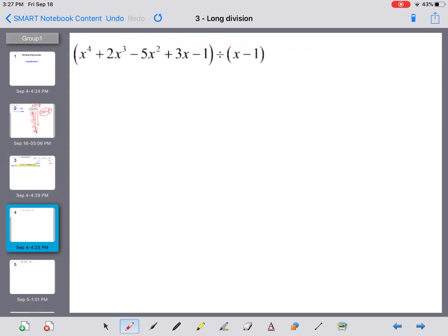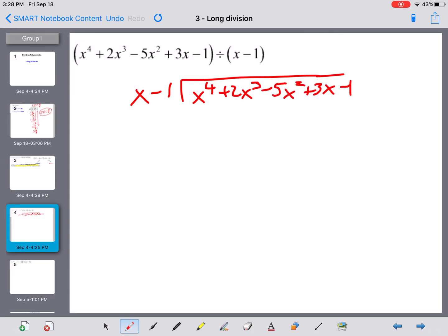So we're going to divide this. The first thing that we're going to do is rewrite it in the format. So we're going to say x minus 1 dividing into x to the 4th plus 2x to the 3rd minus 5x squared plus 3x minus 1. Just make sure you copy it down correctly.